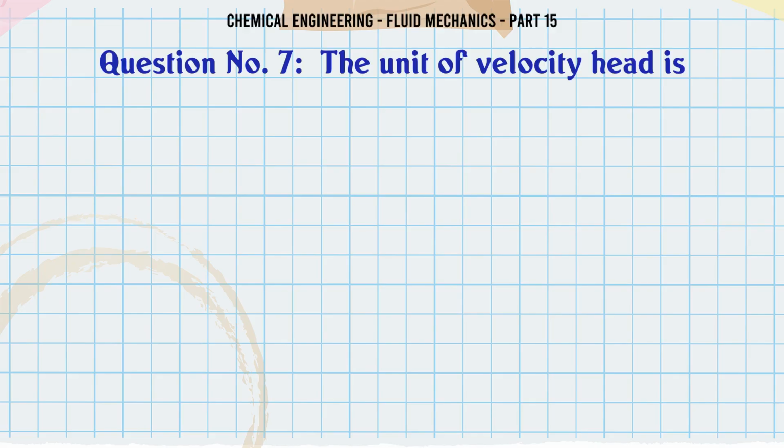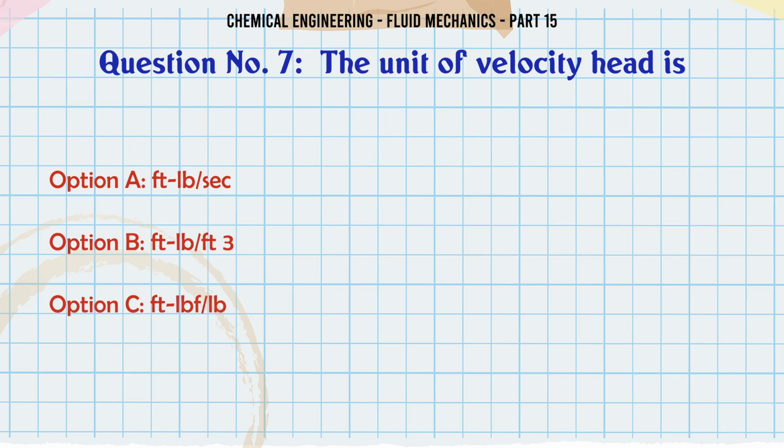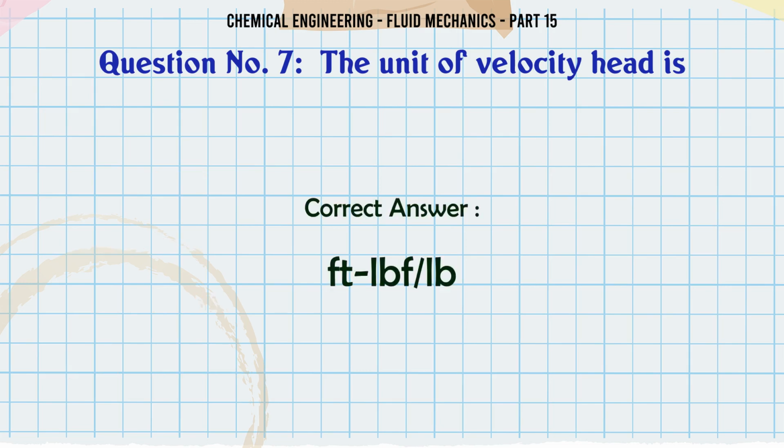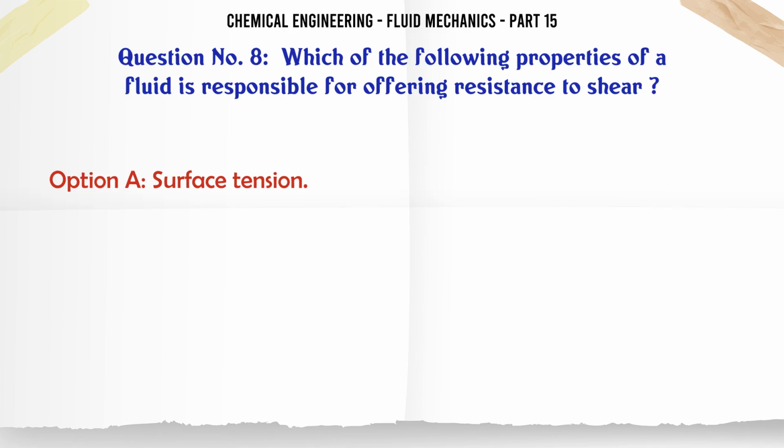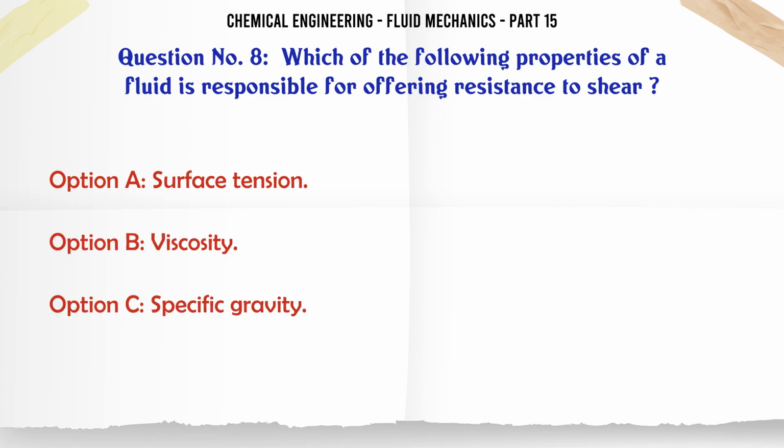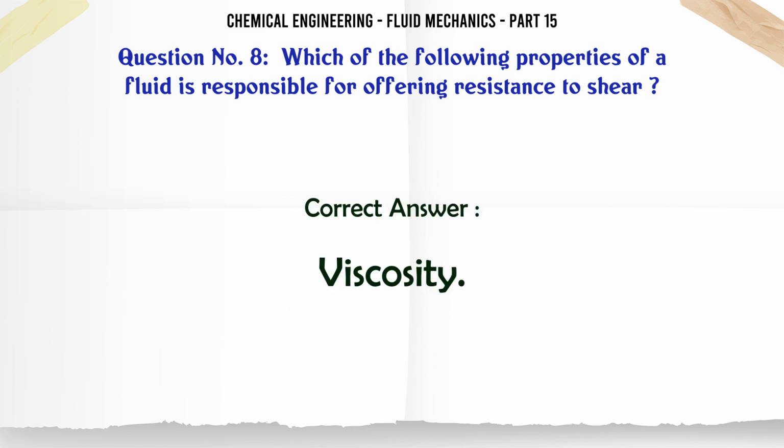The unit of velocity head is: A, feet pound per sec; B, feet pound per feet cubed; C, feet lbf per pound; D, feet lbf per sec. The correct answer is feet lbf per pound. Which of the following properties of a fluid is responsible for offering resistance to shear? A, surface tension; B, viscosity; C, specific gravity; D, all A, B and C. The correct answer is viscosity.